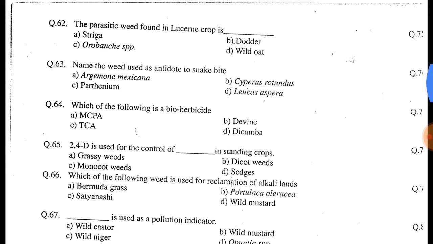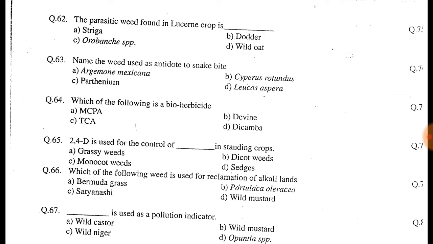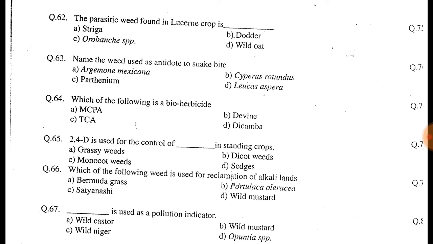Jethro Tull. Question number 62. The parasitic weed found in lucerne crop: dodder. Question number 63. Name the weed used as antidote to snake bite: Lausus aspera. Question number 64. Name the weed used as antidote to snake bite. Lausus aspera. Question 64. Which of the following is a bioherbicide? Devine. Question number 65. 2,4-D is used for the control of dicot weeds in standing crop.